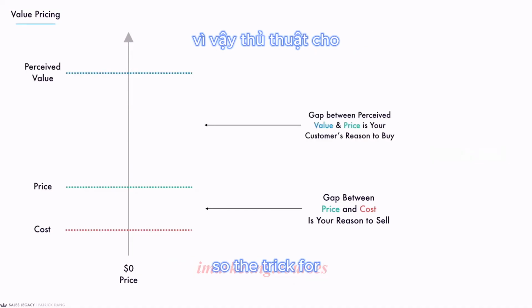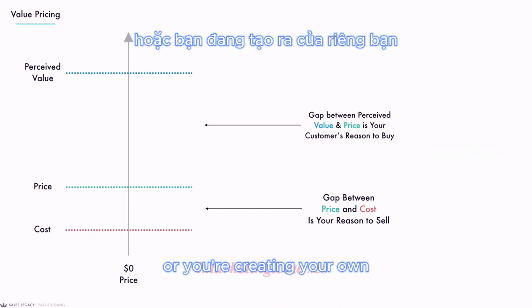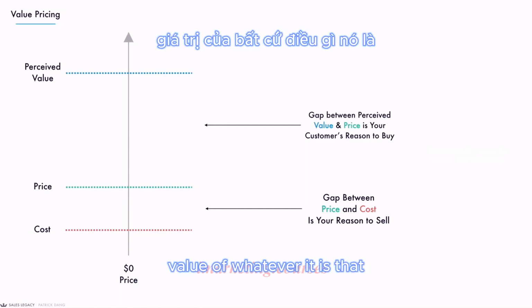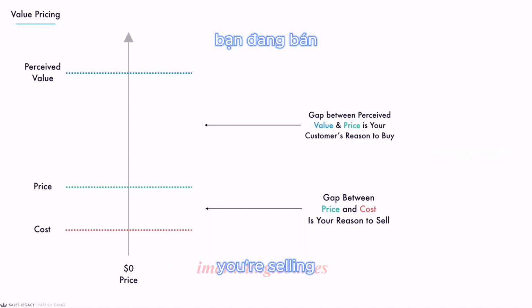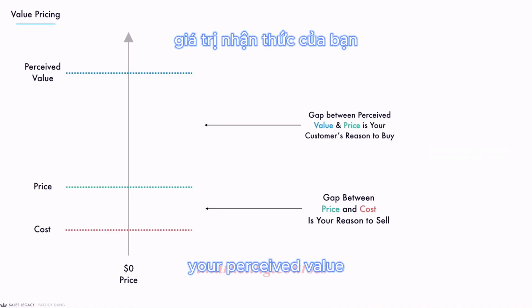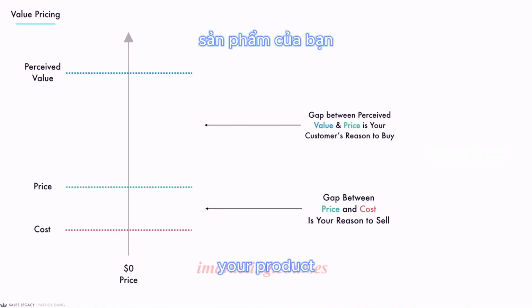So the trick for entrepreneurs and salespeople, regardless if you're selling someone else's product or you're creating your own product or service, is to make the perceived value of whatever it is that you're selling much higher than the price at which other people are selling their product or service, because by increasing your perceived value, people are going to think your product or service is better, and then they're willing to pay you more money for that thing.